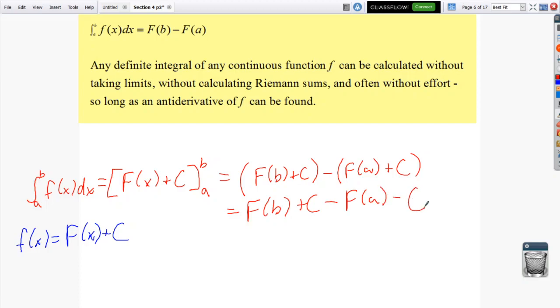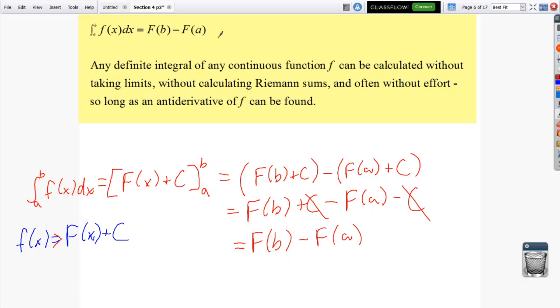Now way back when I set this up, when I said lowercase f of x implies capital F of x plus c is the antiderivative, we said that the c has to be the same value here, right? So the c has to be the same value. I've got c minus c, those cross off right here. And all of a sudden, we've just got capital F of b minus capital F of a, which is the original Fundamental Theorem of Calculus Part 2.